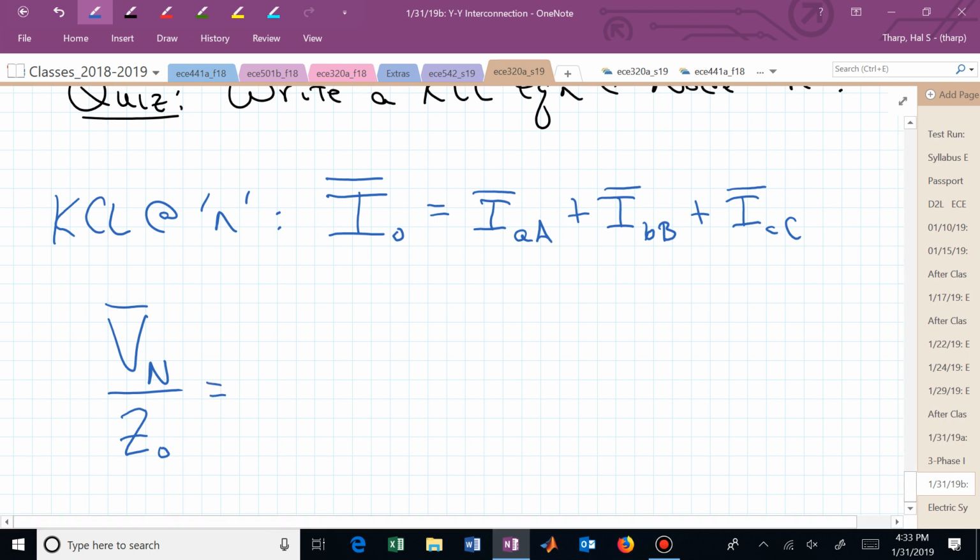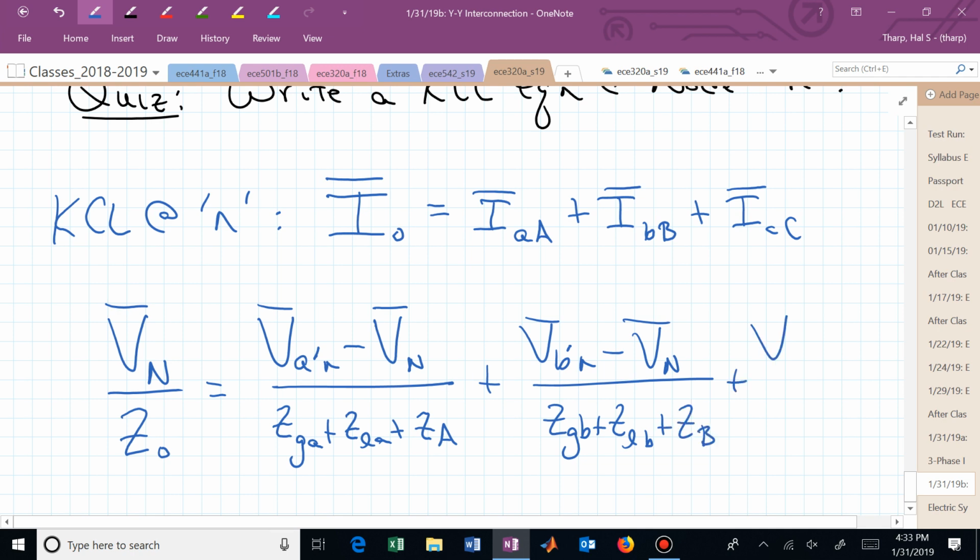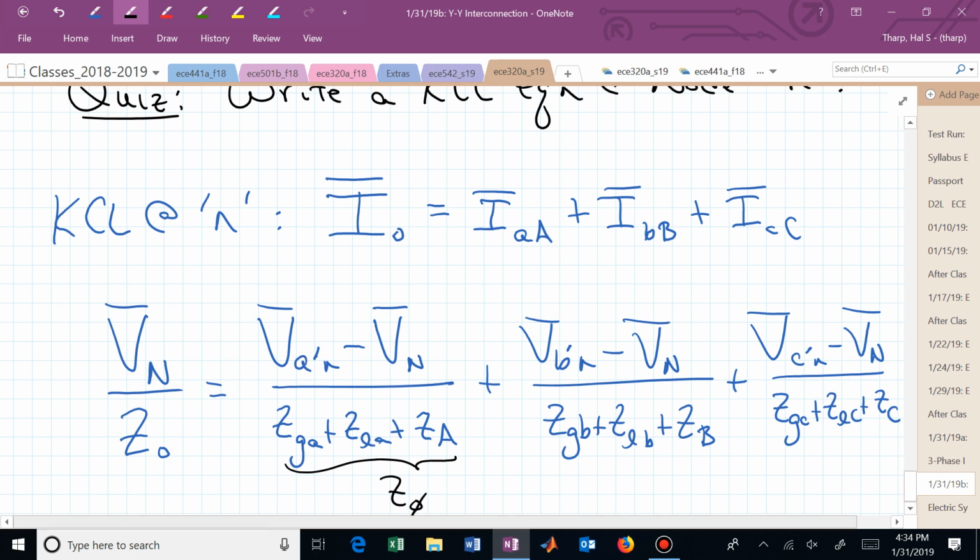I sub little a capital A was the voltage dropped across all three of those impedances, which was Z sub GA plus Z sub LA plus Z sub, let me just call it A. Likewise, we have I sub little b big B. And finally, I sub little c big C, and this, if everything is equal, we'll just call that Z sub phi.